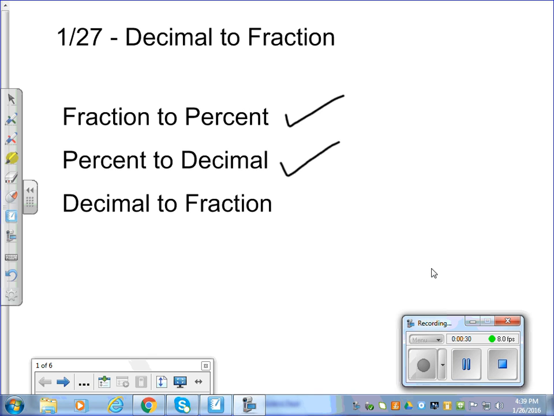And so the last part here is decimal to fraction. It's pretty simple, pretty quick. So I just want to show you how to do that real quick, and then we're going to go from there. So let's take a look.